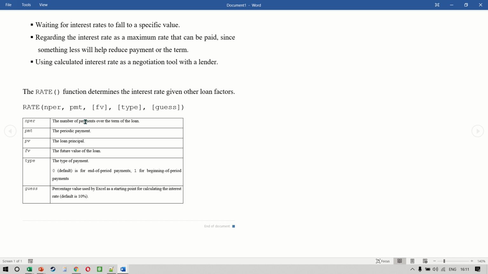The function has one additional argument. So we have the NPER, PMT, PV, FV, and type. And finally, we also have something called guess. The guess is nothing very complicated. It's just a percentage value used by Excel, which in a way is a starting point to calculate the interest rate. So the default is 10%, and you don't really need to change it. But if you want to keep a number, you can always do that.